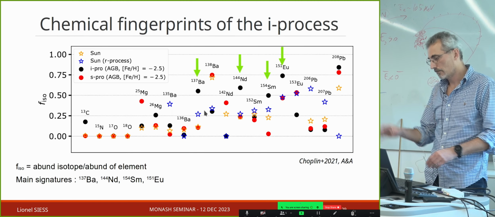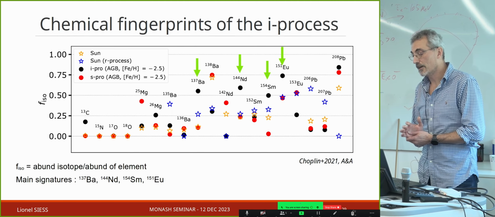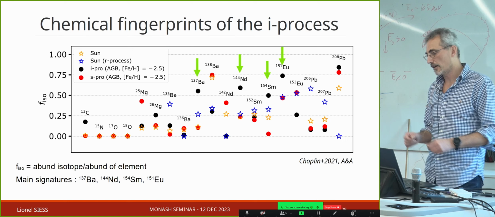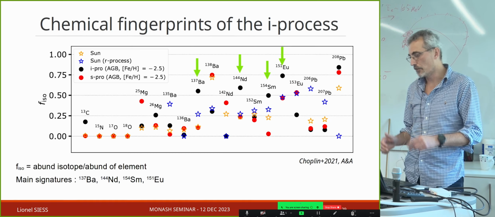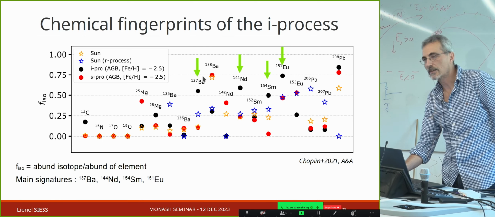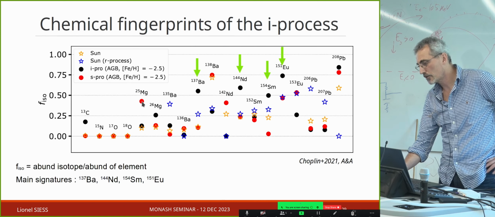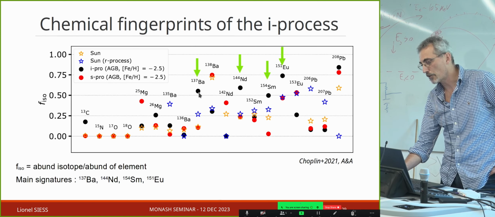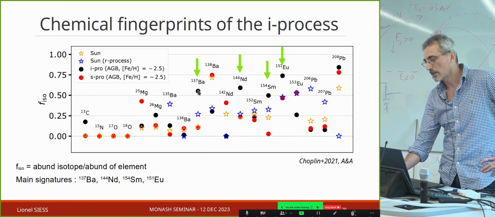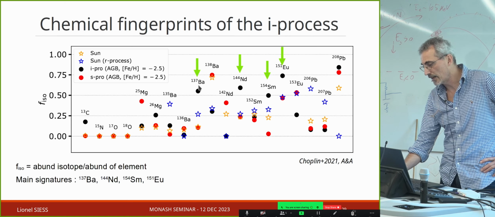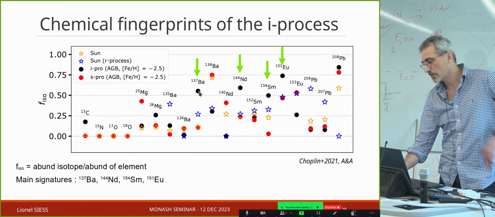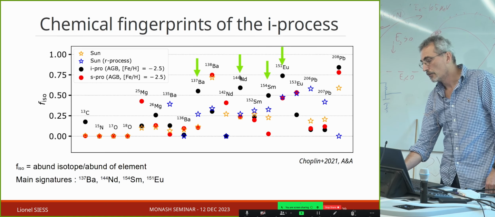We looked, well, mostly Arthur, looked at the chemical fingerprints. What are the main elements that show up when you do the I process as compared to the S process, and see that there are a few isotopes which are overproduced compared to the S process. So you see, for instance, the barium 137 is largely produced during the I process, and it's almost 0.5 dex. The enrichment is 0.5 dex higher for that element.